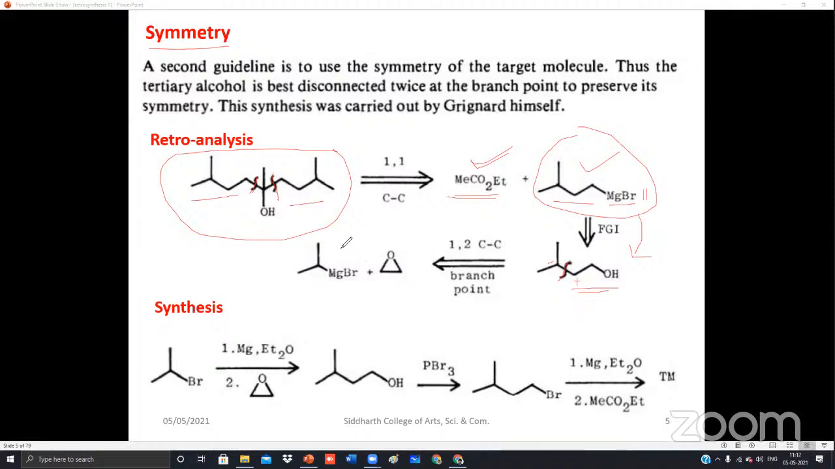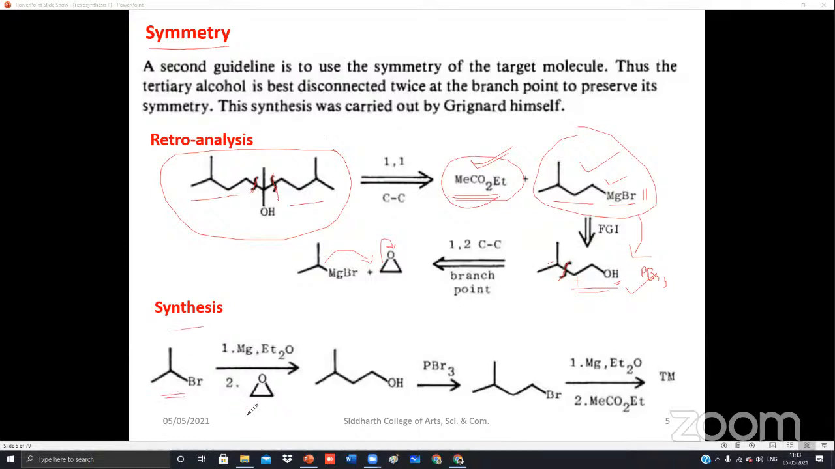So this isopropyl magnesium bromide, when it reacts with the epoxide, will open it like this and you will have this alcohol. When this alcohol is treated with PBr3, there is a nucleophilic substitution, the OH will be substituted with Br and you will have the halide. And that halide, when treated with Mg, you will get the target molecule, which is your Grignard reagent. And two molecules of that Grignard reagent, when they react with the ester, give the target molecule, which is shown here in the synthesis.